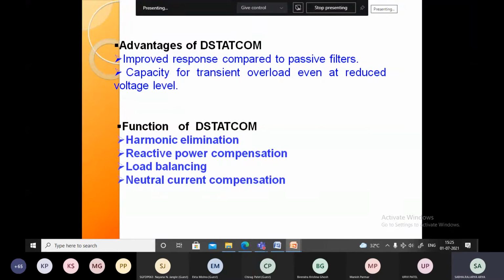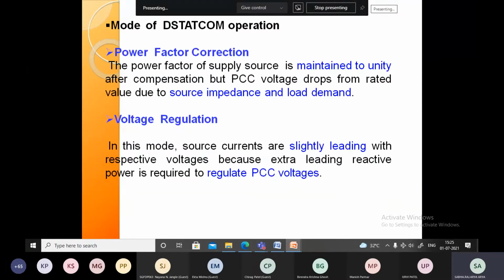The main advantage is compared to passive filters. We have two types of filter, passive and active. Compared to the passive filter, the active filter has fast response and capacity for transient overload also. Means transiently you can overload also at reduced voltage level. So what are the main functions? Functions are harmonic elimination, reactive power compensation, load balancing, and neutral current compensation in case of a 4-wire system.